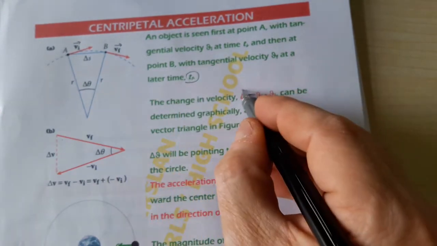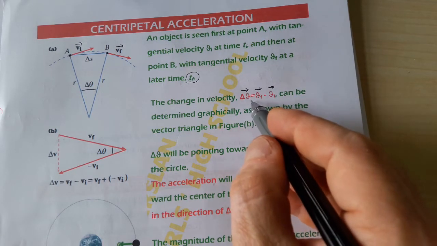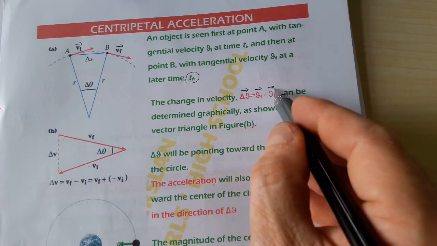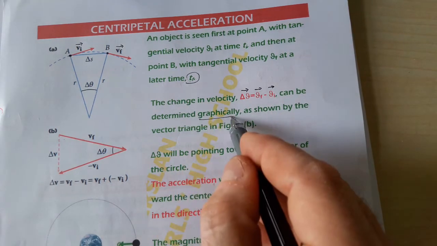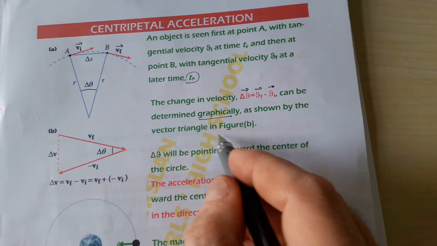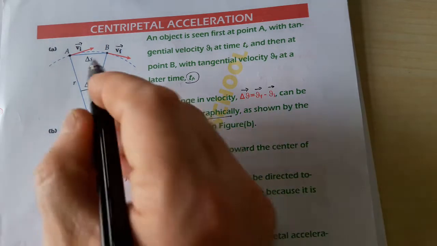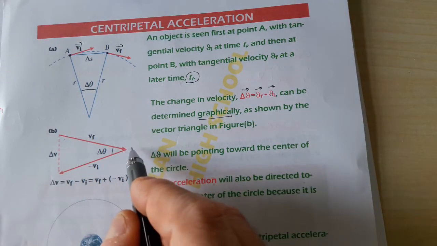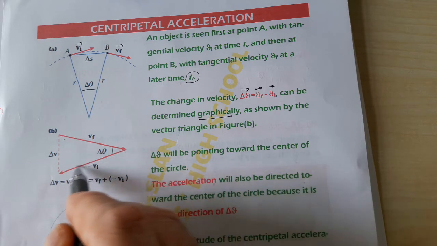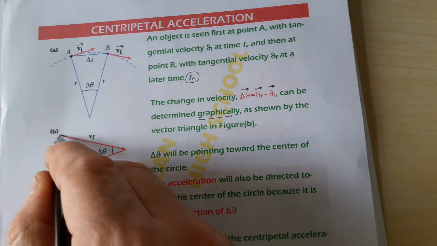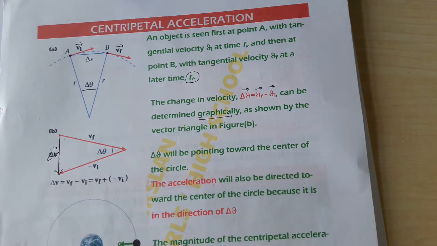The change in velocity can be calculated by V final minus V initial. Because velocity is a vector quantity, we shouldn't forget to put the arrow sign. So the change in velocity can be determined graphically, as shown by the vector triangle. What is the change in velocity? V final minus V initial. What does it mean? Locate V final, and at the head of the final velocity put negative V initial. So this is the change in velocity. This is delta V.